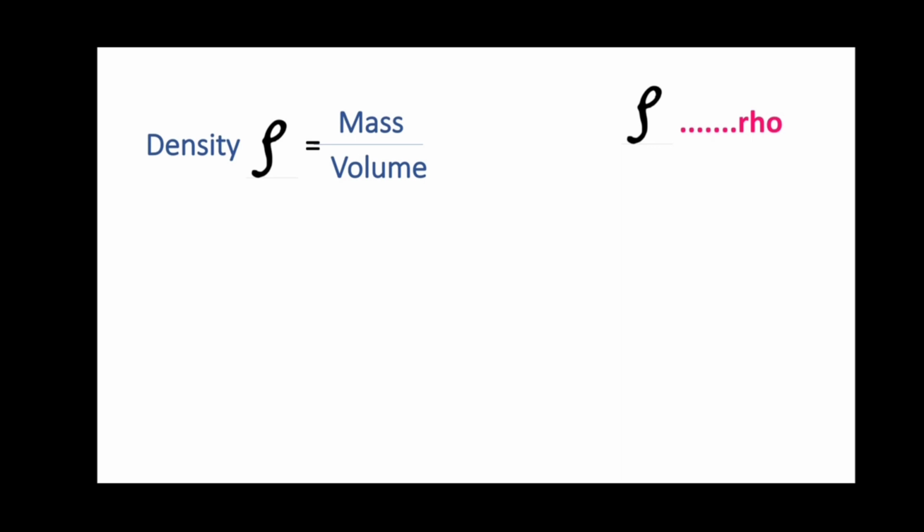Mass will be expressed using small letter m and volume will be expressed using capital letter V. So, this mathematical formula can be written as rho is equal to m divided by capital V. Now, what is the SI unit of mass? Yes, it is kilogram and its symbol is kg. And the SI unit of volume is meter cube and its symbol is m cube.